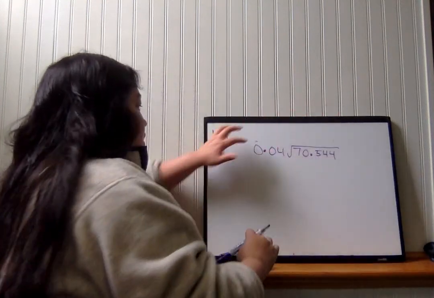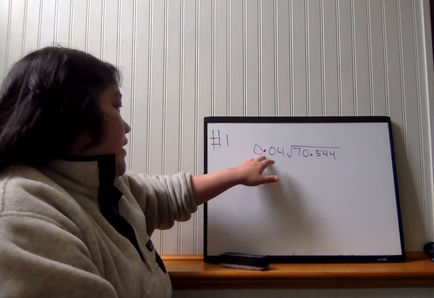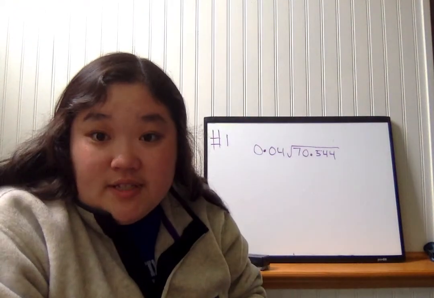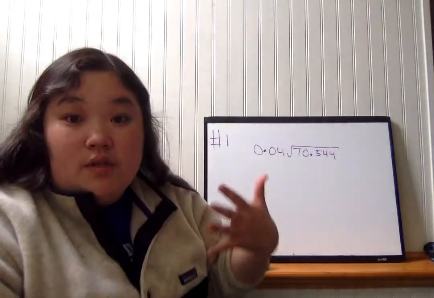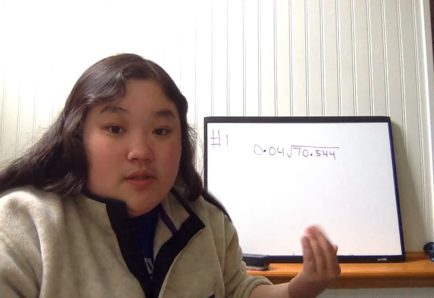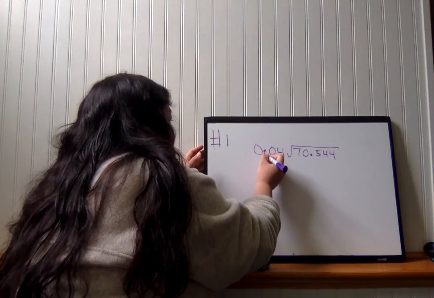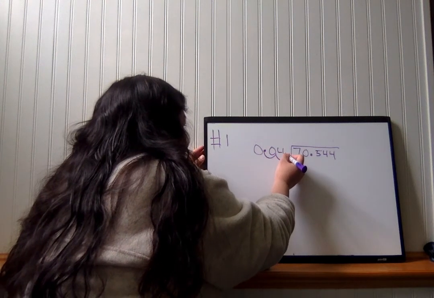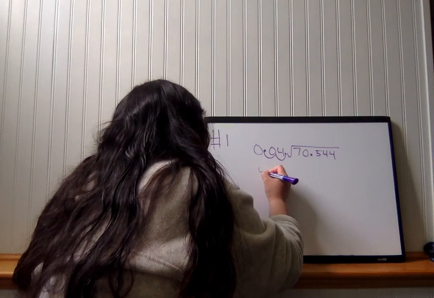Now taking a look, there's a rule you must remember. In your divisor, which is 0.04, you cannot have a decimal. So I need to change 0.04 into a whole number so that it doesn't have any decimals. In order to do that, I'm going to need to move this decimal 2 places to the right. So now 0.04 becomes the whole number 4.